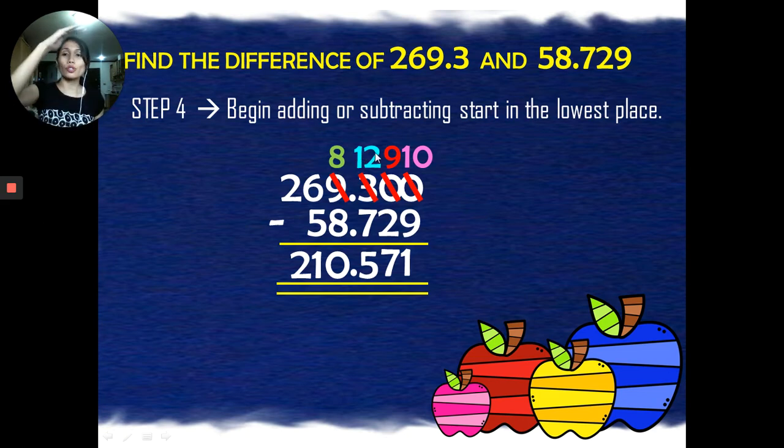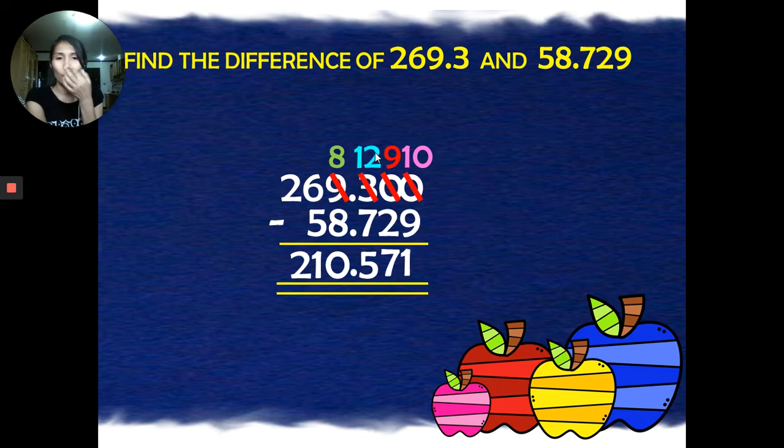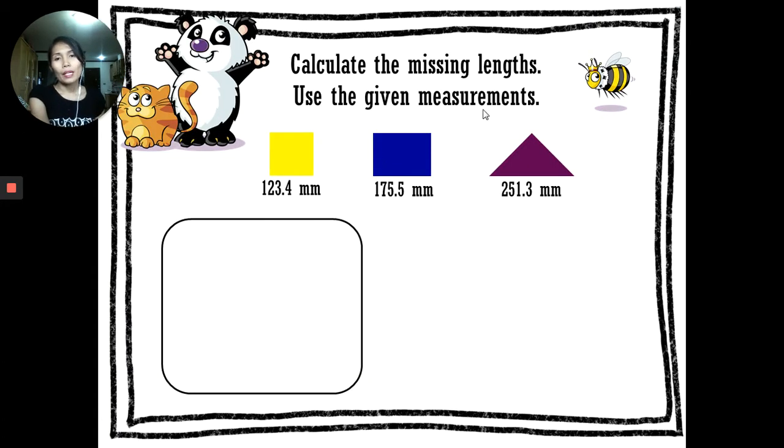Okay, the number above should be bigger than the number below. If the number above is smaller, then you have to borrow from the next place. Okay? Let's try another example. Oh, there's no more. Okay, let's try to calculate the missing lengths.